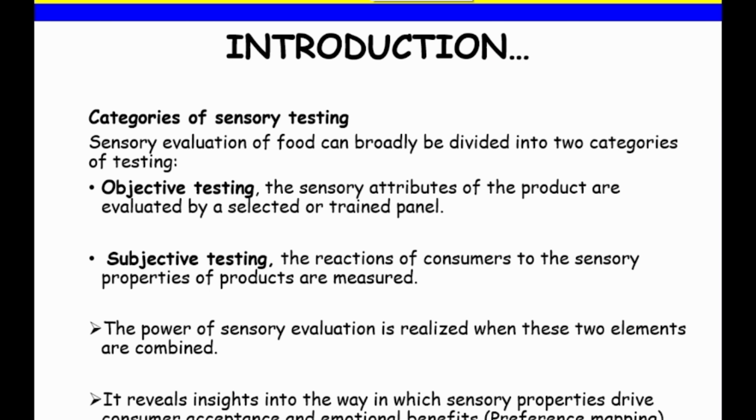The power of sensory evaluation is realized when the two elements are combined. If you have done the objective testing, you get the description of the product as it will be observed by the trained panelists. Then with subjective testing, you will know the preference of consumers, and at the end you will know which products you are supposed to produce, processing techniques, or the quality or the sensory attribute of your product.